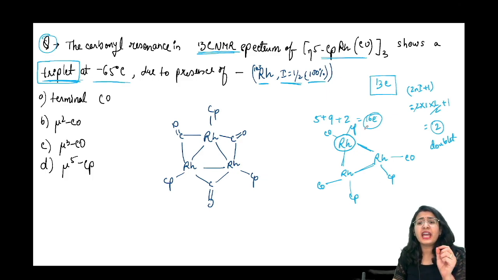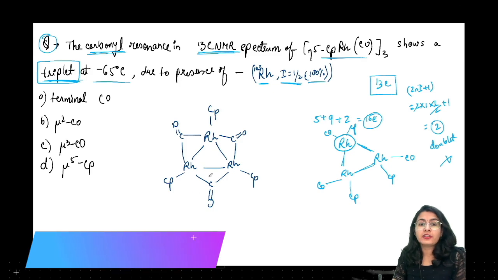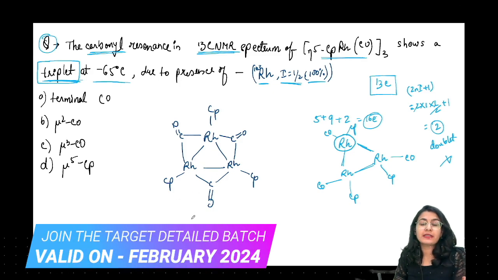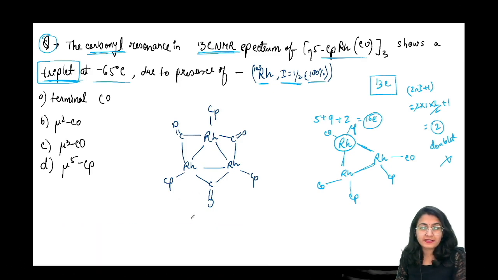Okay, and it is specifically mentioning only carbonyl resonance, it's not talking about the Cp, right? तो ये structure सही नहीं है. What minor change can we do? The minor change that we can do is bridging. We can do the bridging of the carbonyl. Let's see, because the number of electron will remain the same. तो bridging कर दिया हमने, fine. Now this carbonyl carbon is actually connected to 2 rhodiums over here. That means कि ये जो carbonyl carbon है, that is going to be split by 2nI plus 1 rule again.